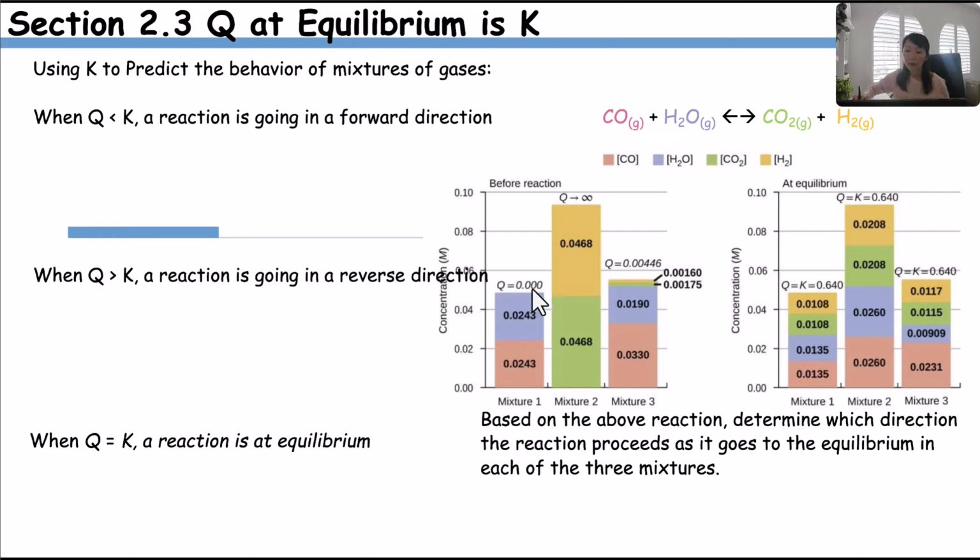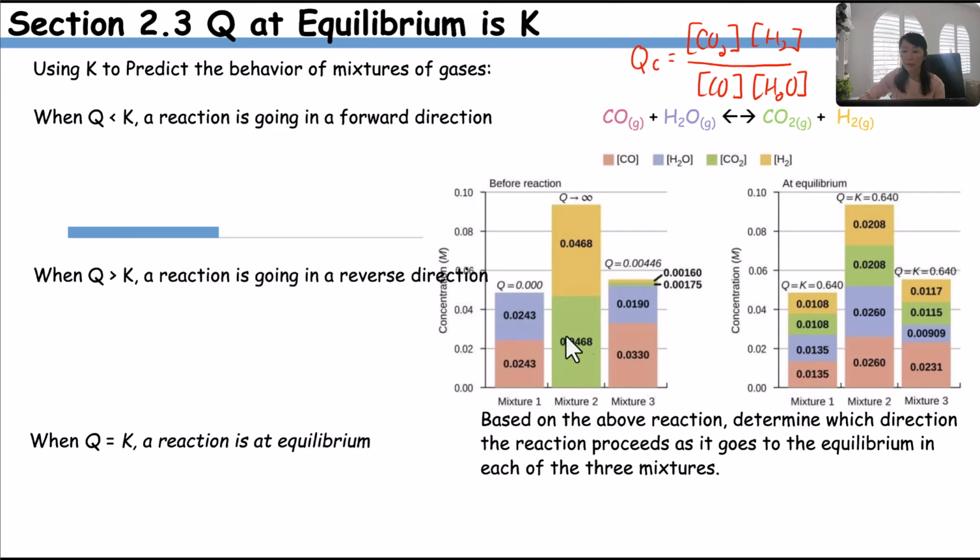Let's go ahead and write the reaction quotient for this. The reaction quotient is CO2, H2, over carbon monoxide and H2O. So in mixture one, we don't have any product, hence why it's 0.